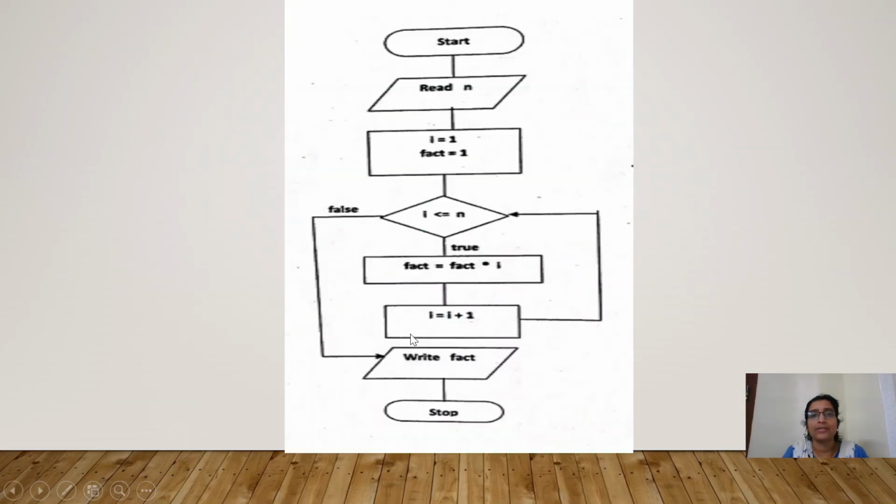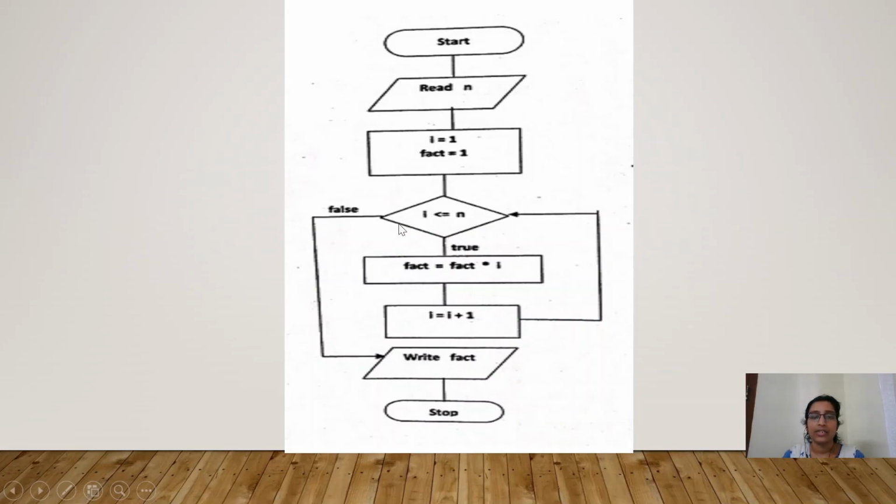The same thing you can represent in a flowchart. In the flowchart, the start will be in an oval, and then the input, that is read n, we give in a parallelogram. Then I equal to 1 and fact equal to 1. These are assignments, so we give those in a rectangle. Then we check the condition, I less than or equal to n. Condition checking, decision making, we give in this diamond symbol.